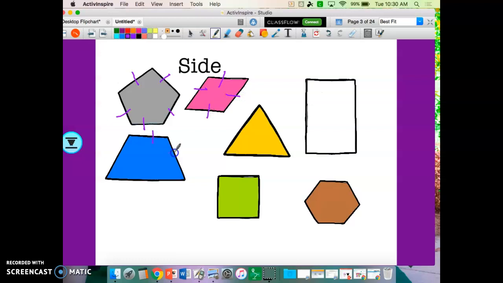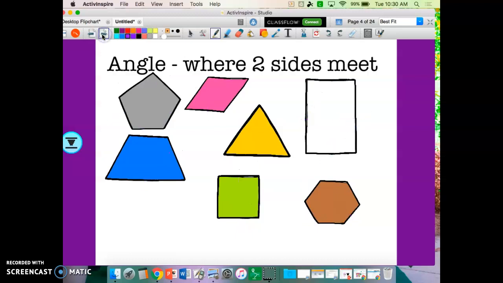And when we identify those, I like to have the kids just put a tick mark in them to help make sure that they have counted them all and that they are recognizing them all. So you can see we can put a tick mark in all of our sides. Our angle then is where two sides meet, and we usually circle those. So we could go through and circle where all of these angles meet, or where the two sides meet, creating this angle.